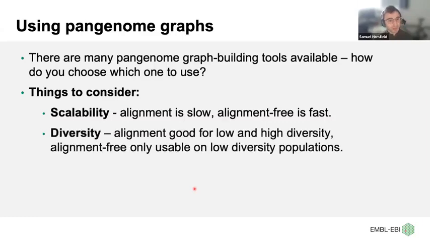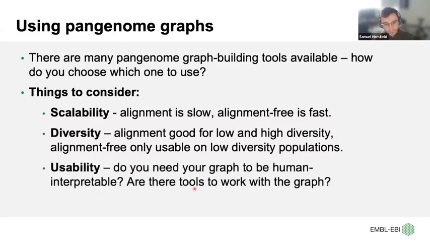On the flip side of that, alignment is very good for capturing high and low diversity populations. Alignment free is only suitable on low diversity populations, and this stems down to the issue of k-mer mismatching. If you have a too diverse population, you'll get a lot of mismatching k-mers. You won't actually be able to see and match anything across your different genomes, and you have a very disjoint graph.